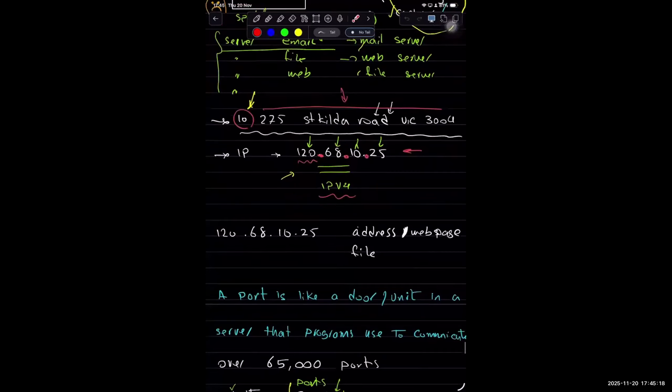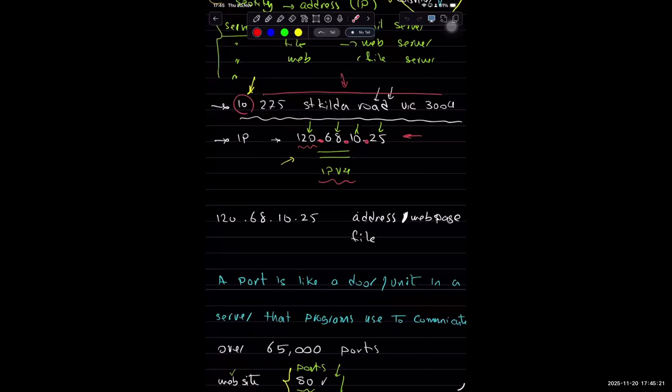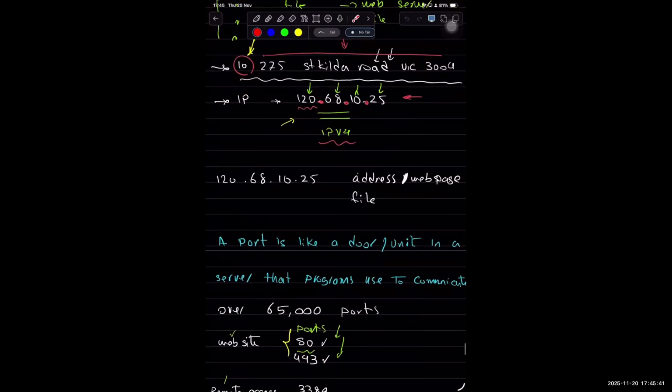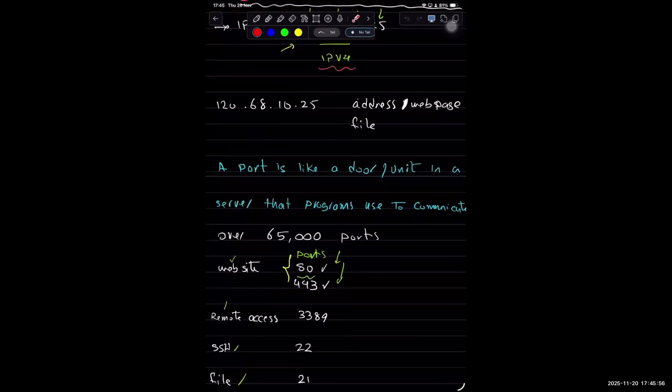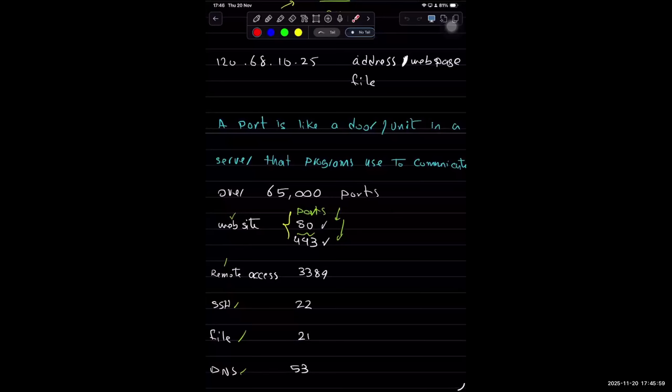So here is an example of an IP address. Again, in our networking unit, we go through IP addressing and IPv4, not IPv6. IPv6 we will learn in Cert 4, but in Cert 3 we will learn about IP version 4 and how it works, learning about octets, how to convert binary to IP, and how many IPs we have in this version. At this stage, for simplicity, we just take it as given. IP version 4 has 4 blocks of numbers separated by a dot, and that's the way we can find any device on the internet. So a port is like a door or a unit in a server that programs use to communicate.